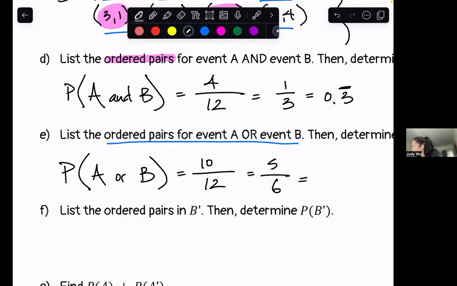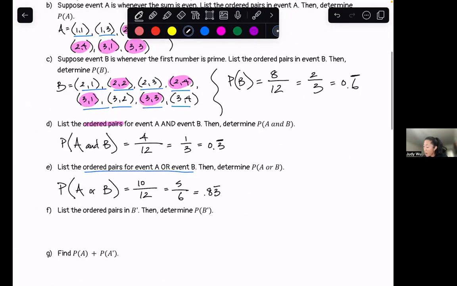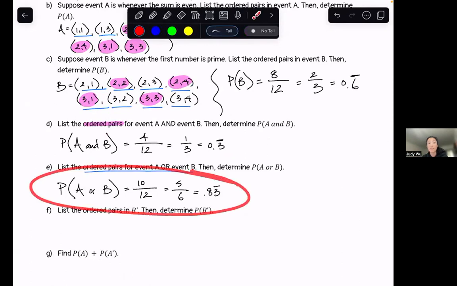And if we wanted to turn that into a decimal, we do 5 divided by 6, and we get about 0.83 repeating, okay? So we can see that the probability, like the chances we're going to get something in A or B, is much higher than the probability of getting A and B. And that's going to be something that we find true in general, where if it's like and, that's like more specifications, probably going to have a lower chance of happening. But if it's or, we're more flexible, it could be this or that, we're going to find that that probability is higher.